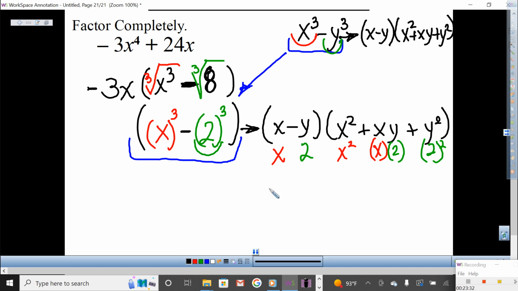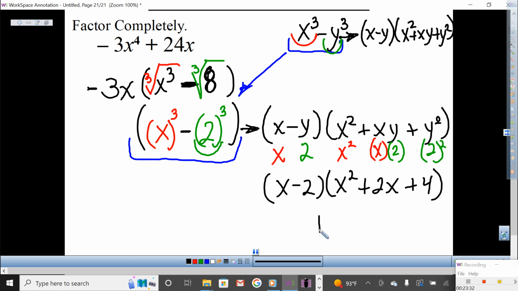Which means, check this out, at the end I should end up with x minus 2, parentheses, x squared, plus, what is 2 times x? 2x, plus, what is 2 squared? 4, and these are my factors. However, look up, don't forget who? Our BFF, negative 3x. Copy that, please.